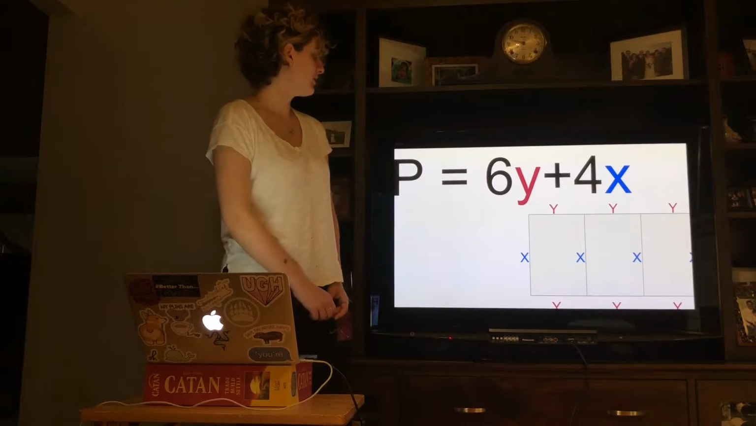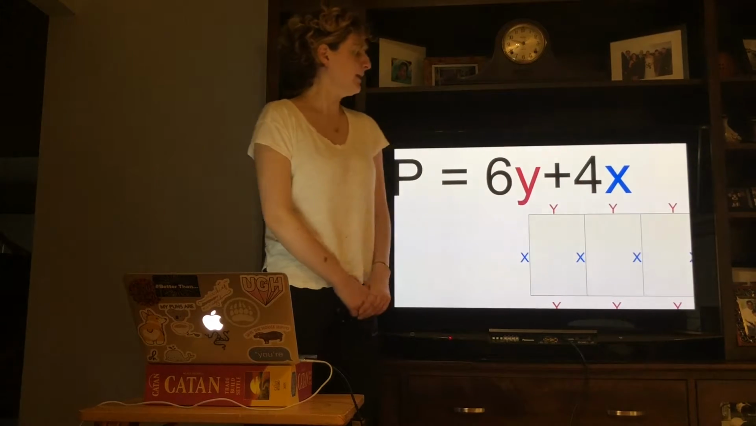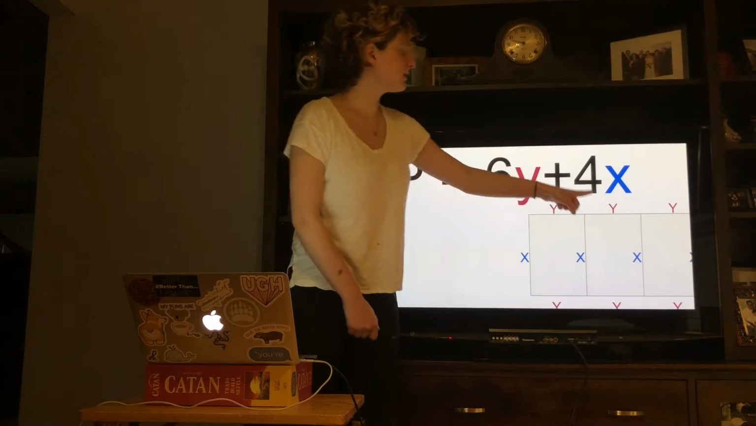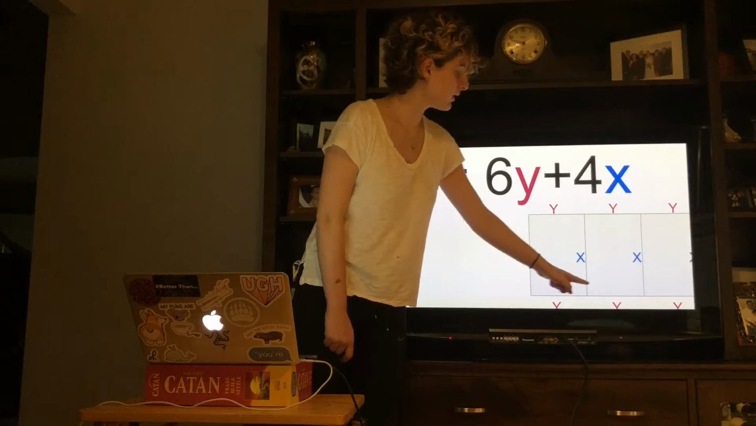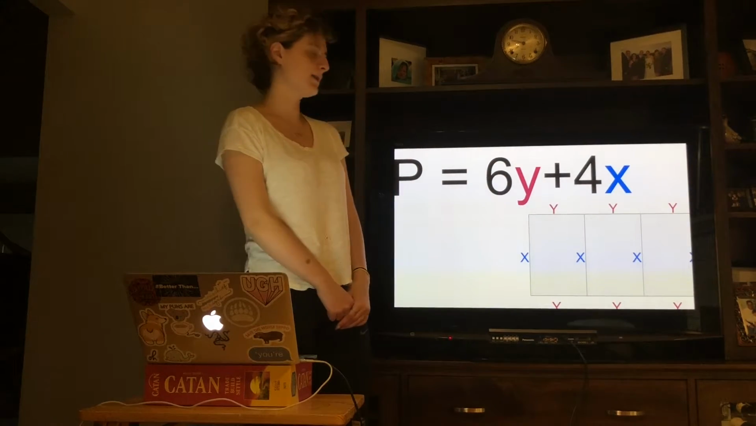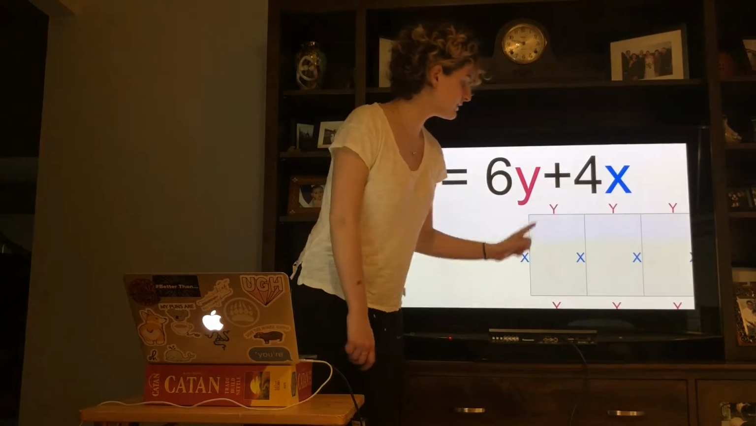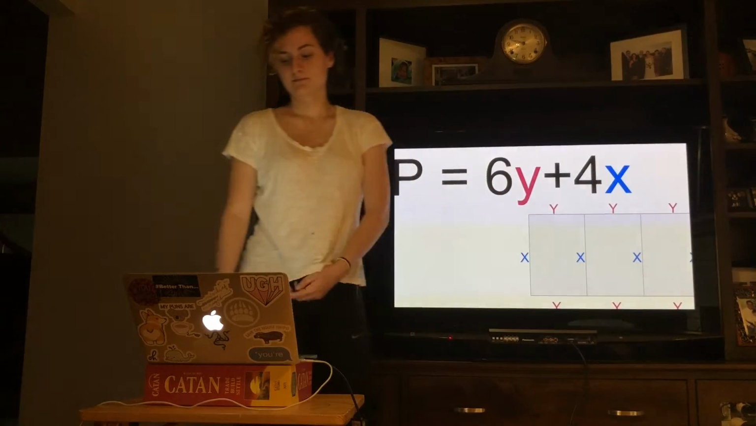Next, the perimeter. The perimeter is 6y plus 4x. This is because there are 6 y's across the horizontal parts of the pen, and there are 4 x's including the outsides and the 2 partitions.